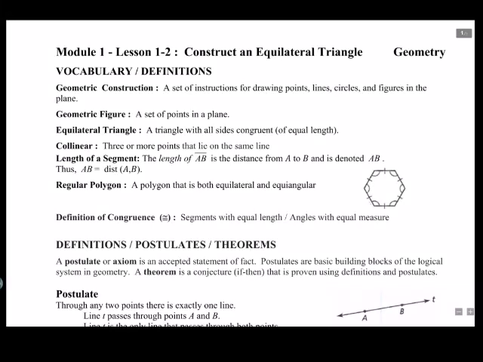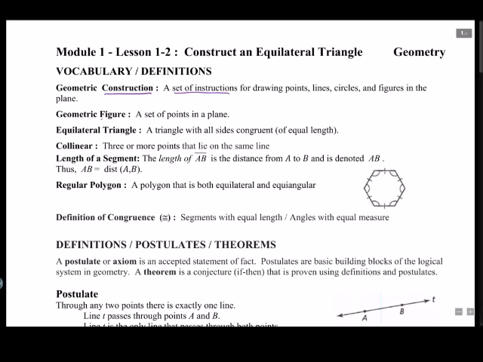Module 1, Lessons 1 and 2, Construct an Equilateral Triangle. We're going to start this lesson off with some vocabulary here. We are going to be doing a lot of geometric constructions in this module, and a construction is simply a set of instructions for drawing points, lines, circles, and figures in the plane.